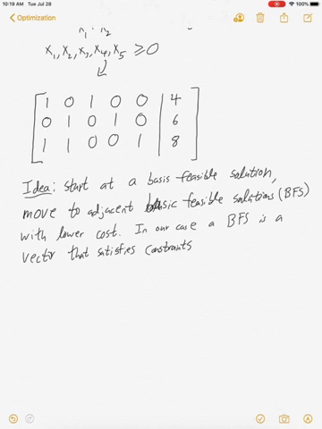So it needs to satisfy the constraints and have only 3 non-zero values. Right. So in our case, it's at most 3 non-zero values because our matrix has 3 rows. So if we had 3 equality constraints, a basic feasible solution can only have 3 non-zero values. If we had 10 equality constraints, a basic feasible solution could have 10 non-zero entries.